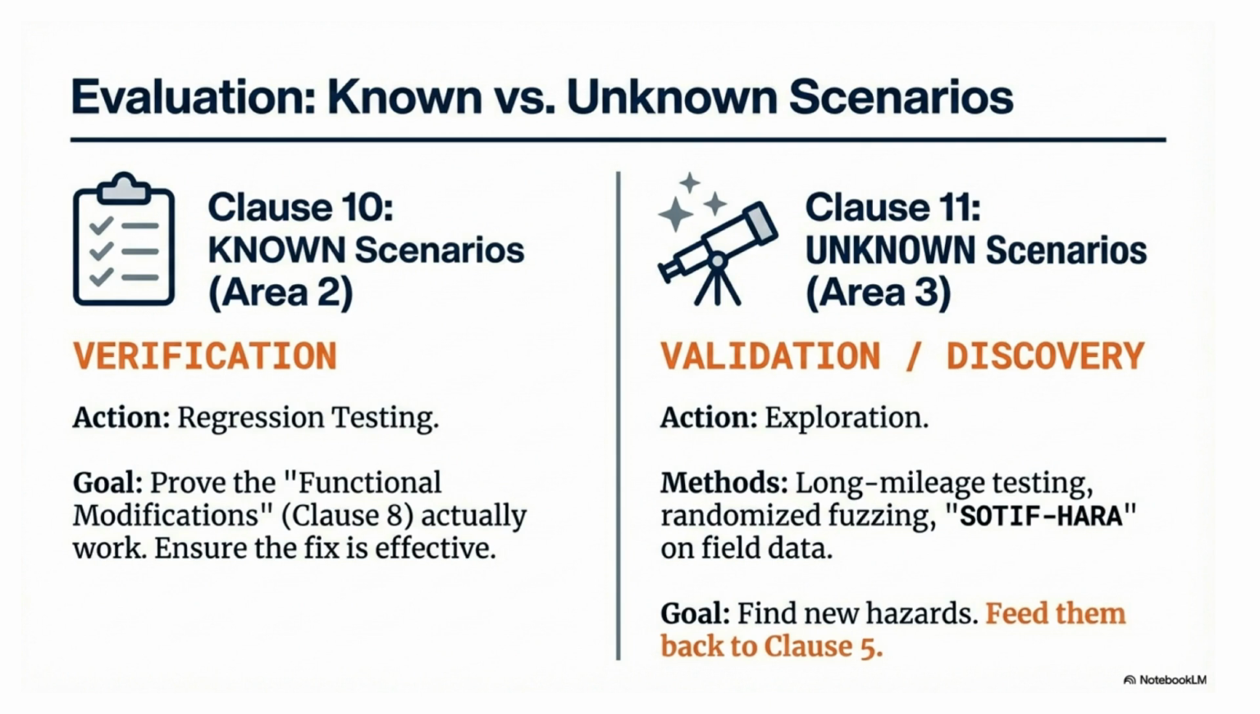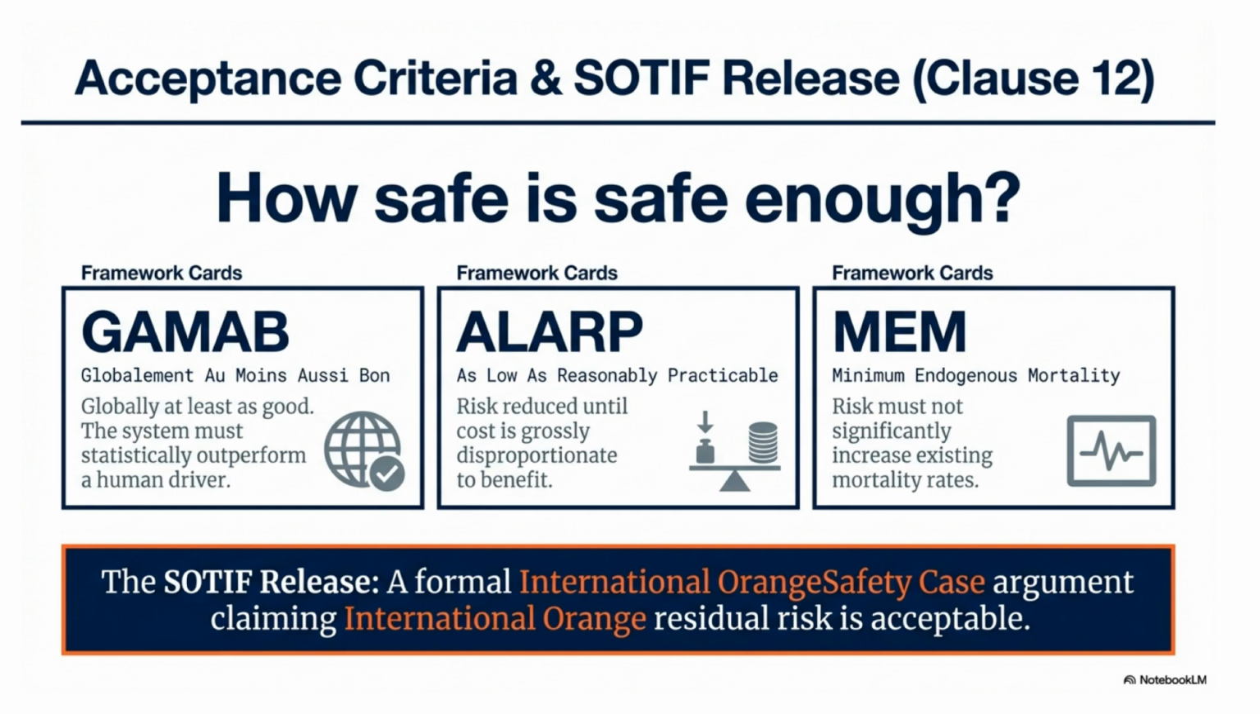The ultimate goal is to prove that the residual risk from both areas has been minimized to a level acceptable to society and regulators. Before we can release a vehicle to the public, we must answer, how safe is safe enough? We don't just guess. We use formal frameworks like GAMAB, globally at least as good as a human driver, or ALARP, reducing risk until the cost is grossly disproportionate to the benefit. The SOTIF release is a formal safety case argument. We are presenting documented evidence that all hazards, insufficiencies, and triggers have been analyzed, and that the design modifications we've implemented have reduced the overall residual risk to a level that society and regulators find acceptable. This is the final gate where we confirm that no known scenario poses an unreasonable risk.